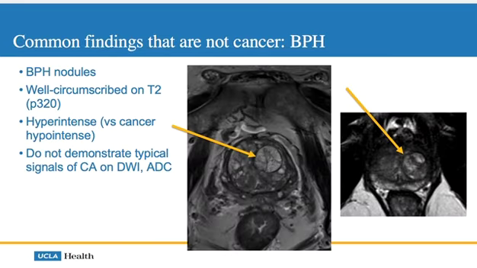So again, we will go back to some of these common findings that are not cancer. So BPH nodules, as you can see here on the T2 images, they're very well circumscribed. They often have this hypointense rim to them. They can have some heterogeneity internally, but they're in the expected location of a BPH nodule in the transition zone. And typically, they will not have the correlative findings on the DWI or ADC images. So if you look at this under DWI and ADC, you won't see the typical brightness on DWI or the typical darkness on ADC that you would for a prostate cancer.